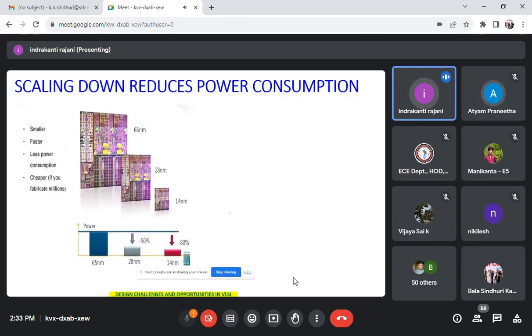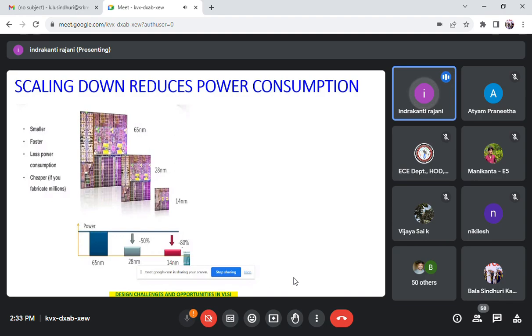So the scaling, what is actually the problem we are facing in VLSI? The scaling has reduced the power consumption and power losses. When the components were designed in the range of 65 nanometers, there was some kind of power loss. But when the size of the integrated circuits and transistor chips was reduced to 28 nanometers, 50% of the power loss came down. And this was reported by the scientific community only. This is not mine.